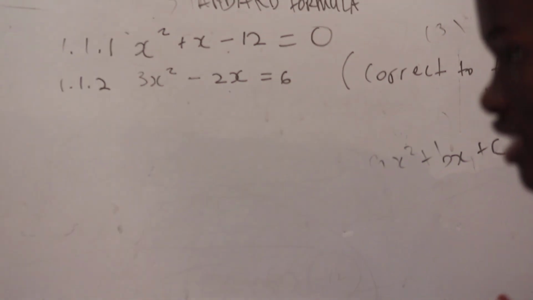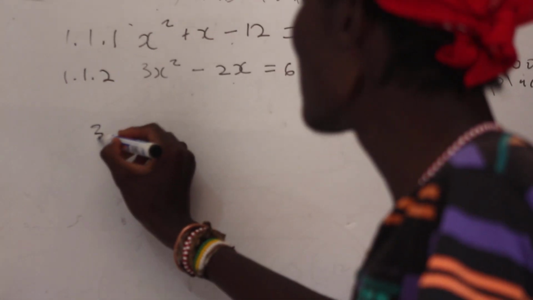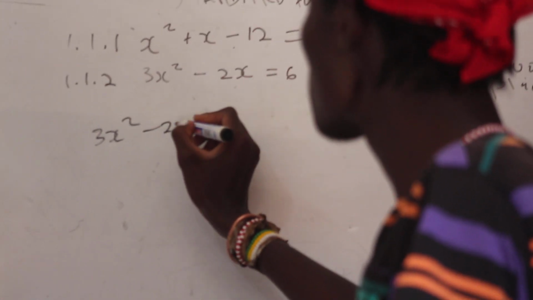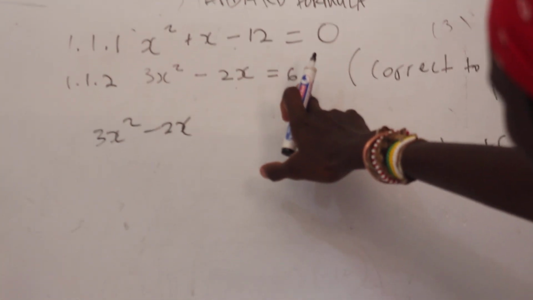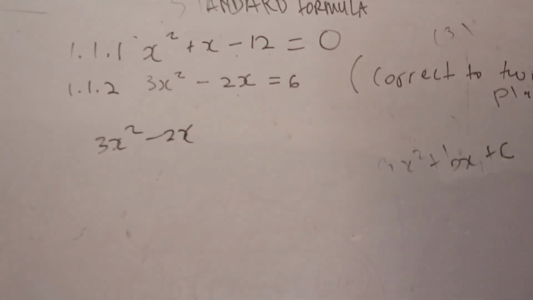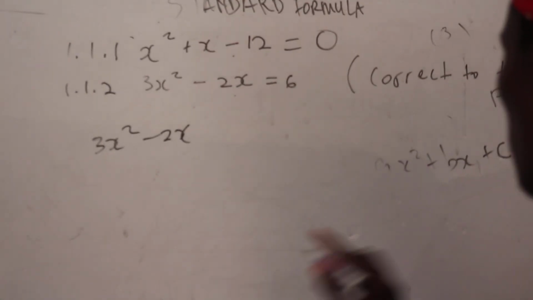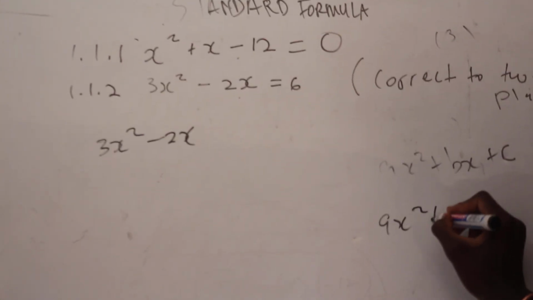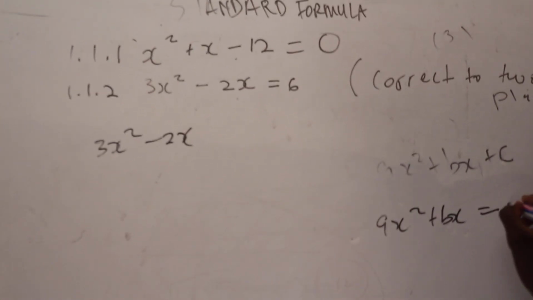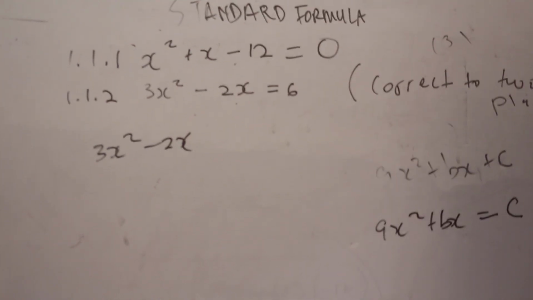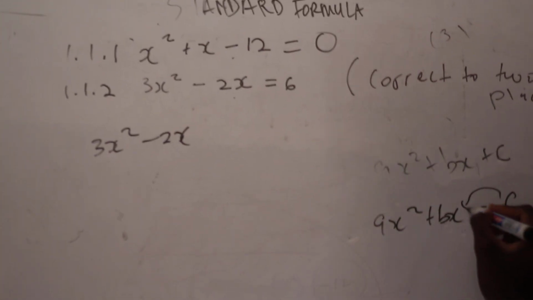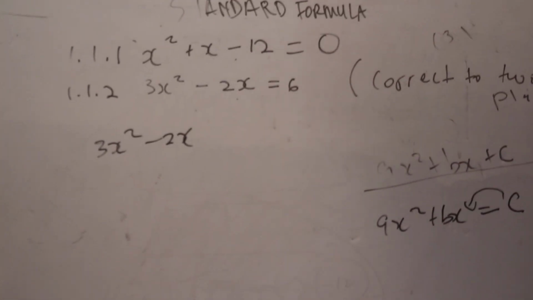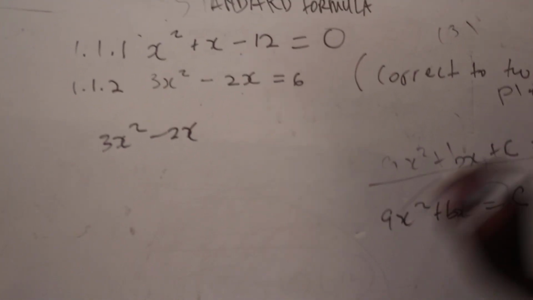Where is c? Are equal? So what must I do? I must say, okay, 3x squared minus 2x. Then I must transpose the c to this side. So basically here what's happening is that they did this. They said ax squared plus bx is equal to c. Right? So what must I do? I must transpose the c so that this formula can be like this. And then I equate it to 0.